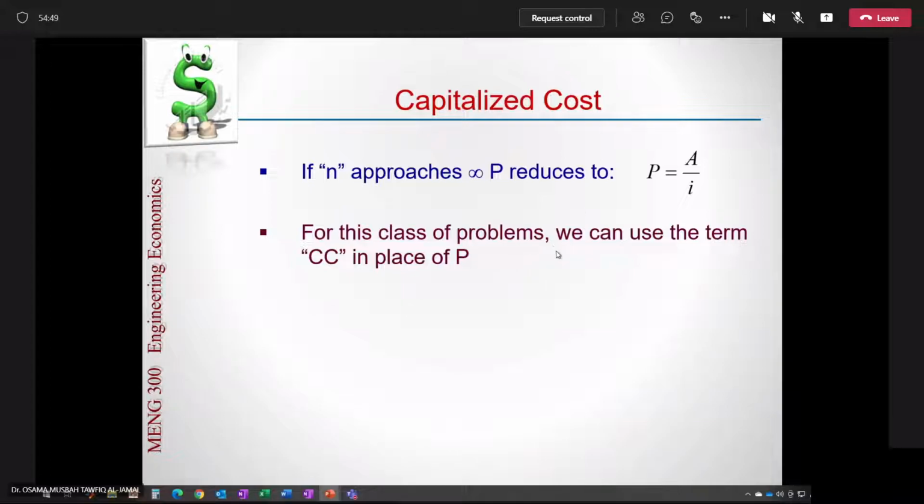For this class of problems, we can use the term capitalized cost in place of P, and only P. So capitalized cost equals A over i. Instead of saying P equals A over i, so as not to confuse, we change that P into capitalized cost. Why do this? Just to convert anything that reaches infinity into a single payment.